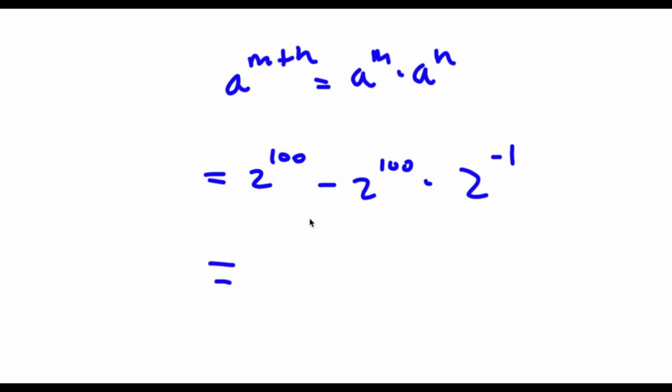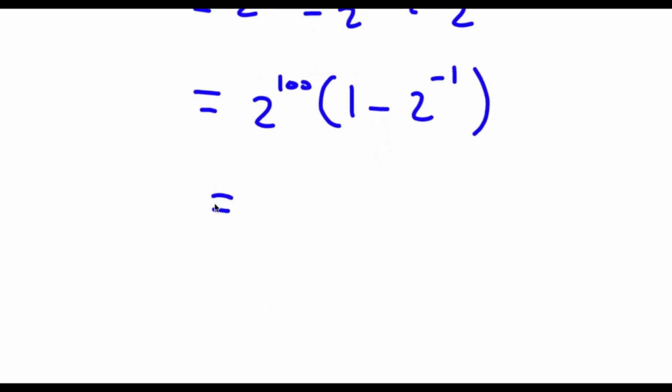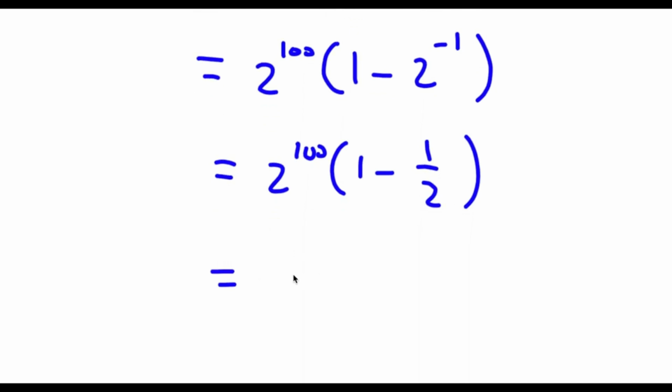Now, I can go ahead and factor out 2 to the power of 100. So now I have 2 to the power of 100 times 2 to the power of 100 divided by 2 to the power of 100 is 1, minus 2 to the power of 100 times 2 to the power of negative 1 divided by 2 to the power of 100, simply just 2 to the power of negative 1. Now, this is equal to 2 to the power of 100 times 1 minus 2 to the power of negative 1 is 1/2. And 1 minus 1/2, that's simply equal to 1/2.